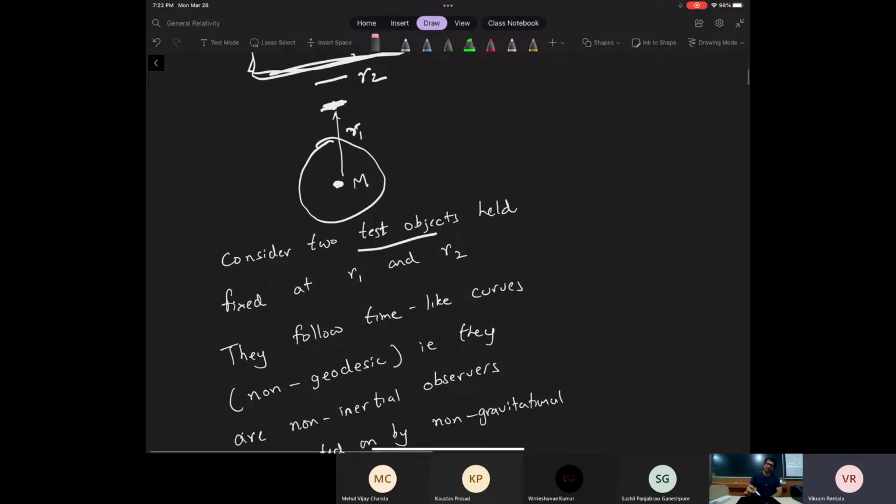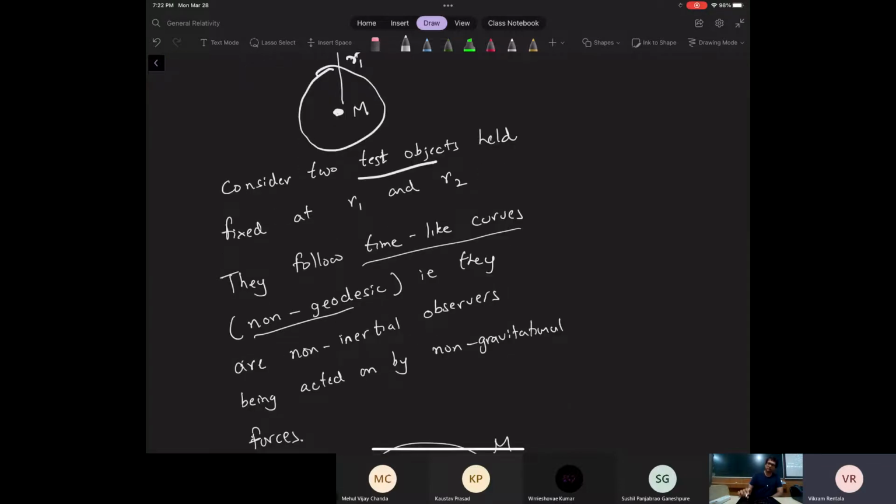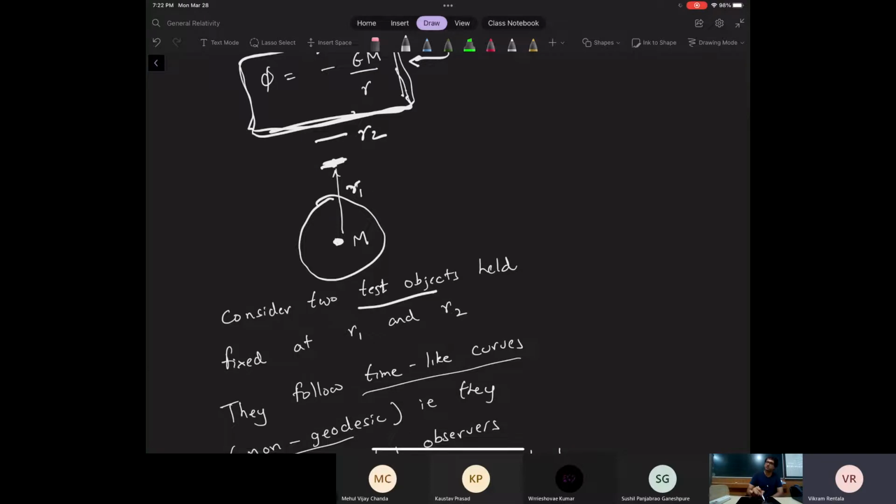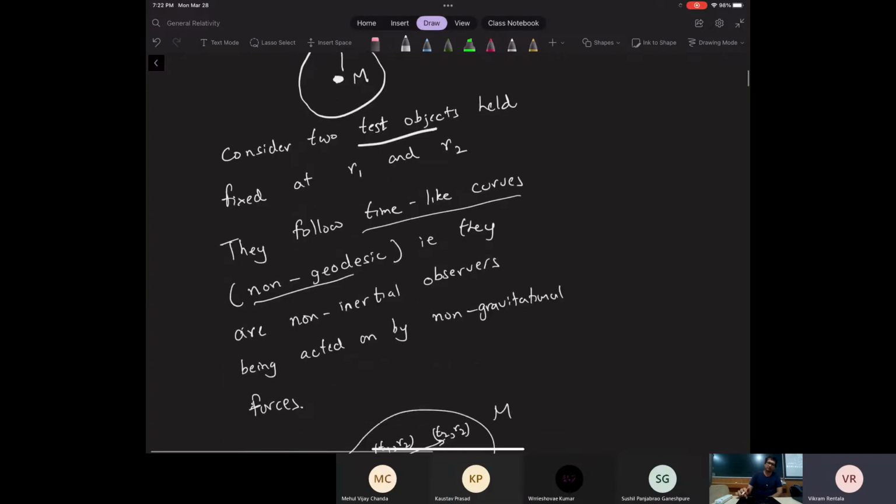Because these objects are held in place, they are not following geodesics. They're following non-geodesic motion, but they will still follow a time-like curve, because if they don't follow time-like curves, that would violate causality. So they are non-inertial observers, but they're being acted on by this gravitational force of this mass M. These are observers just being held at these two points. So you take something above the surface of the earth and hold it there. If I pick this up and hold it at some height, that's the kind of object that I'm thinking about. This is a non-inertial object because only objects in free fall in general relativity are really inertial objects. That's the viewpoint that we take now.